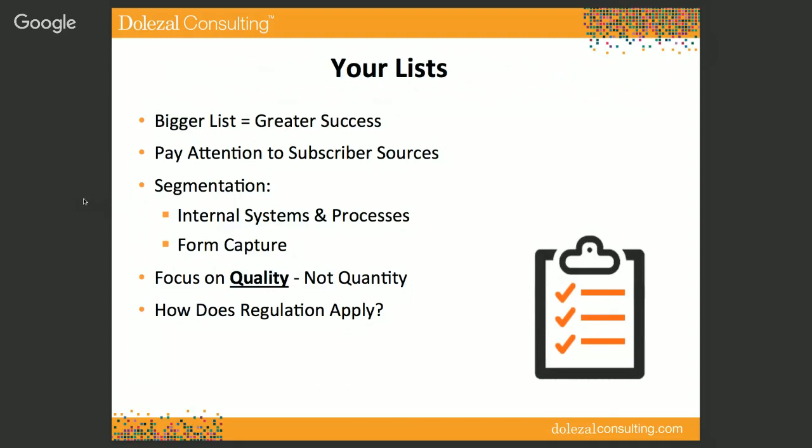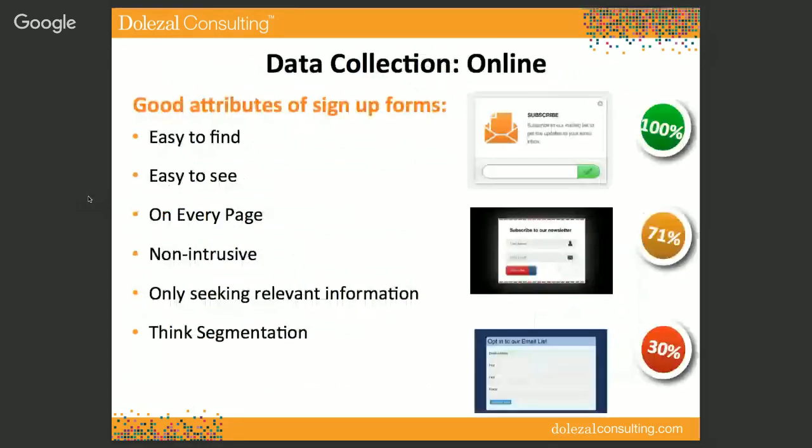About how these regulations apply, you must allow people to opt in, you must allow them to opt out of every single campaign. It must always be possible to unsubscribe and stay on the right side of the law. So, various data collection methods online.